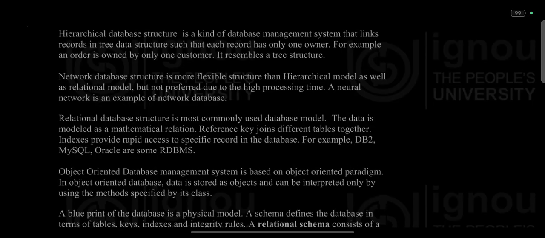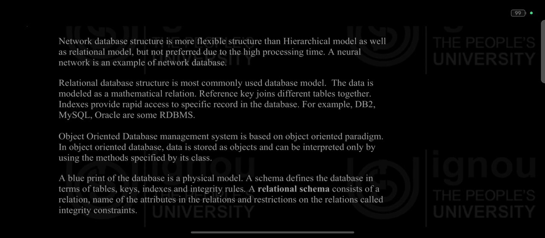Network database structure is more flexible than the hierarchical model as well as the relational model but not preferred due to the high processing time. A neural network is an example of network database. Relational database structure is the most commonly used database model. The data is modeled as a mathematical relation. A reference key joins different tables together. Indexes provide rapid access to a specific record in the database. For example, DB2, MySQL, Oracle are some RDBMS. Object-oriented database management system is based on object-oriented paradigm.